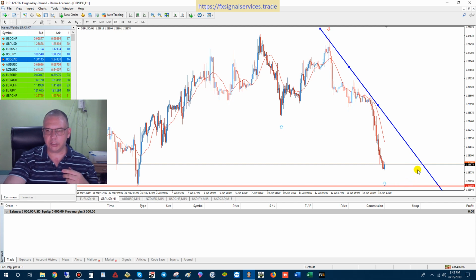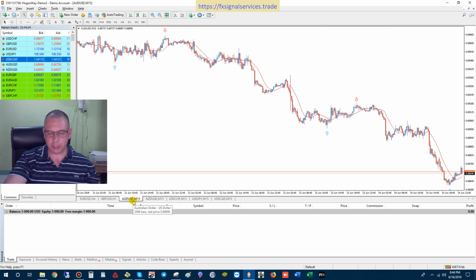Okay, and then wait for it to touch here. Now once it comes down here and shoots back up, definitely wait for it to break the trend. Once it breaks this trend line, then you can jump in for a long-term buy. Okay, so that's my predictions for GBPUSD.